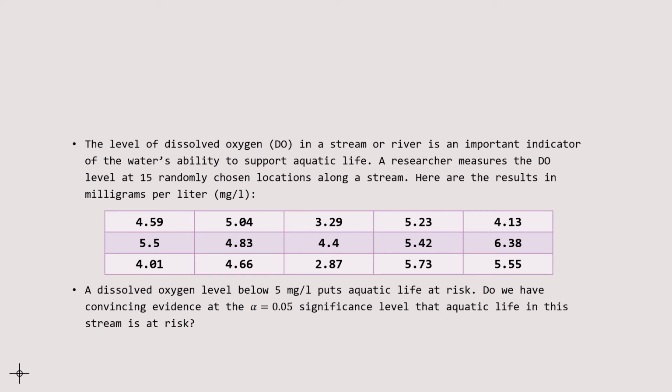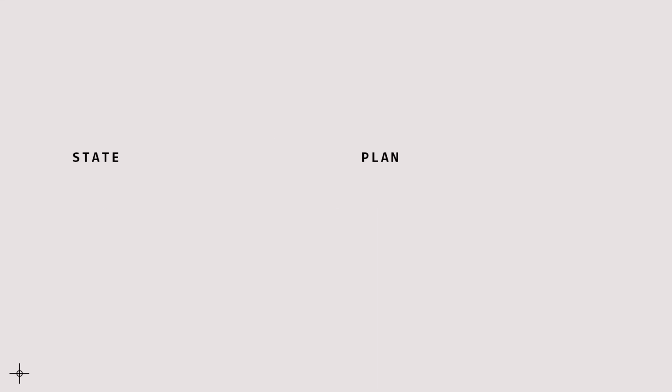Okay, so let's move on to state. So state, we are going to be looking at our values. The mean of this, so mu is equal to the dissolved oxygen level in the stream. And then our null and alternative hypothesis: the null is always equal to 5, while our alternative is going to be less than 5. Our alternative is less than 5 because we want to see if the animals are at risk. Alpha was 0.05, so we get a one tail with an alpha 0.05.